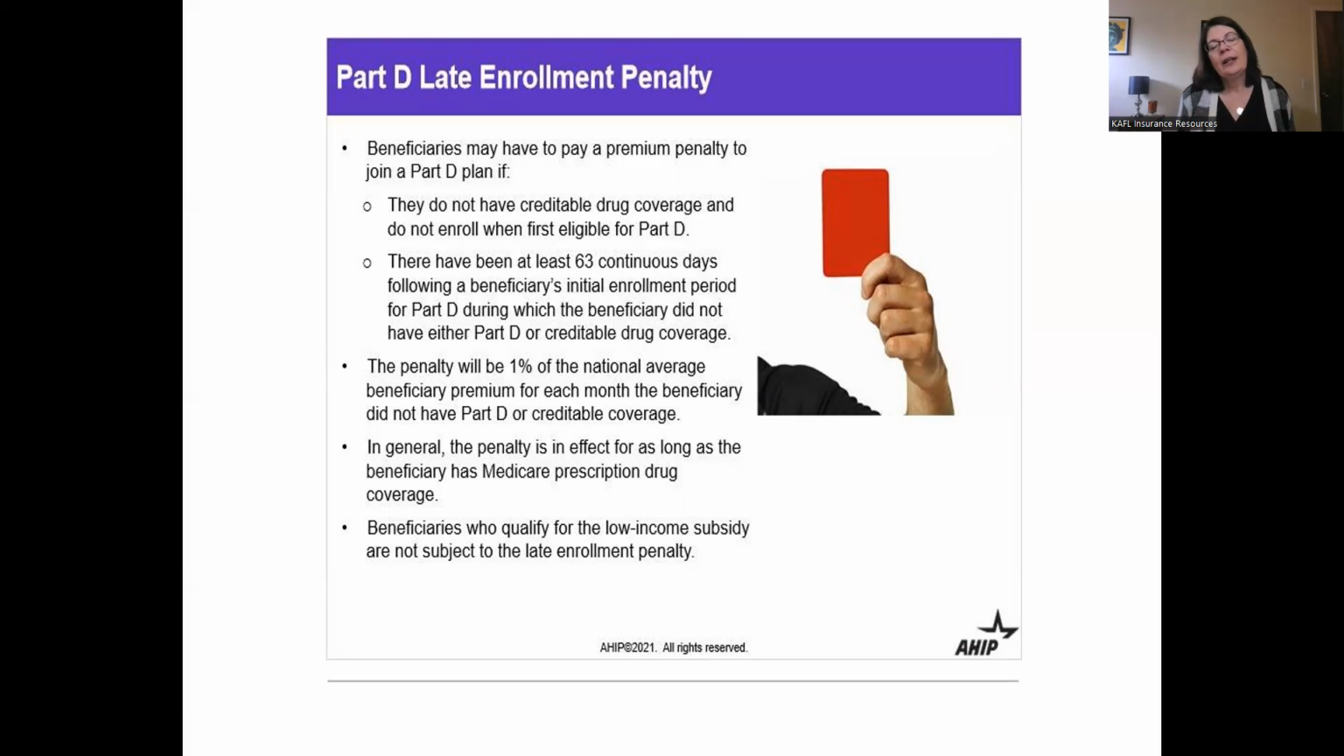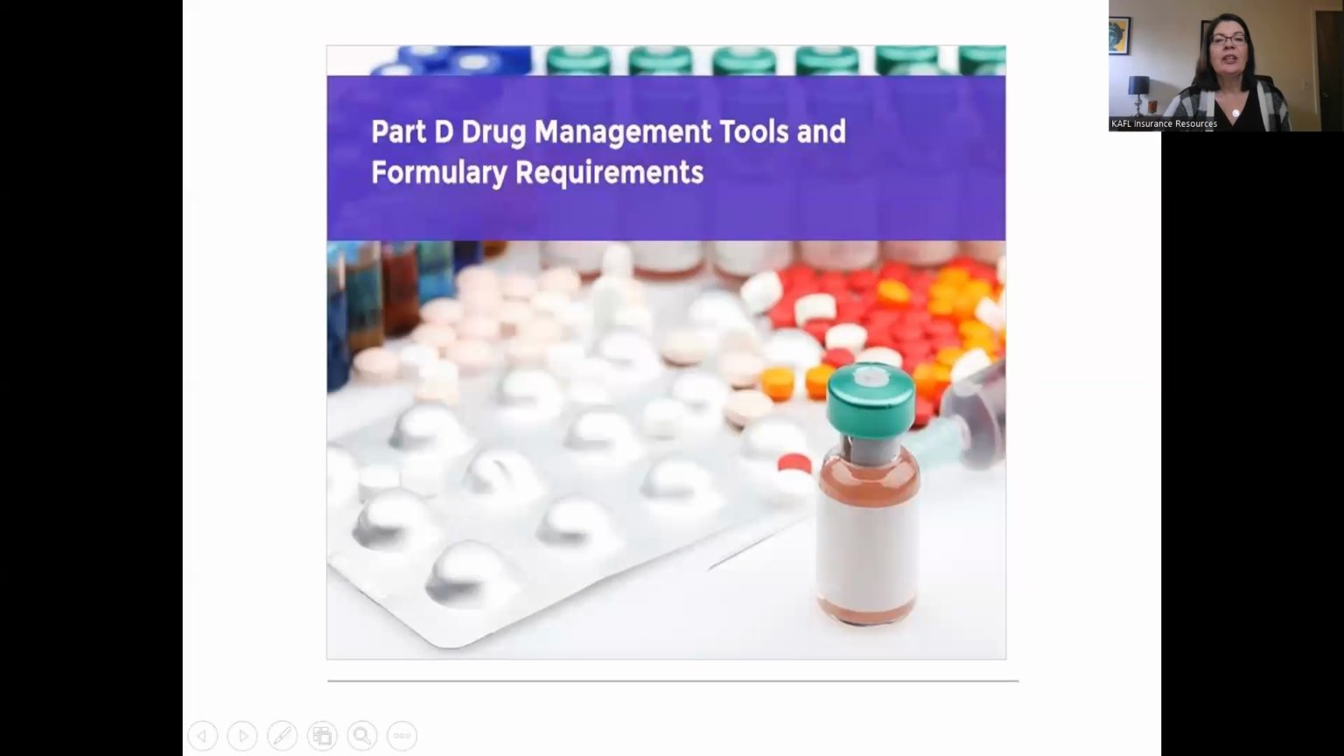So you think, 33 cents a month, it's not that much, but I've seen people that have gone years without drug coverage and it really adds up, and they're going to have to pay that penalty. It's tacked on to their premium. They're going to have to pay that as long as they have drug coverage. So if they have the drug coverage the rest of their lives, then they're going to have to pay that penalty. If somebody qualifies for the low income subsidy, they don't have to worry about that late enrollment penalty.